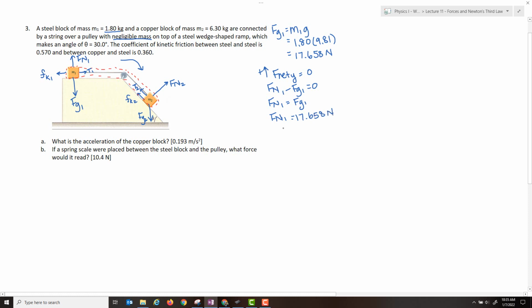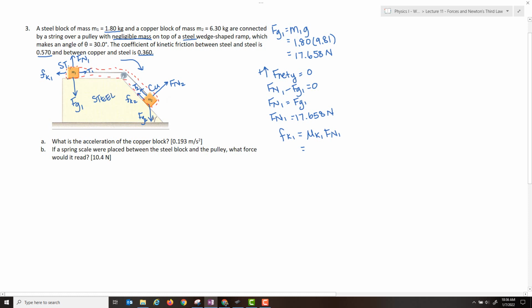Okay, so since I know my normal force, I can also figure out my force of kinetic friction, which equals the coefficient of friction for object 1 times the normal force of object 1. So what is my coefficient of kinetic friction? It says the coefficient of kinetic friction between steel and steel is 0.570 and between copper and steel is 0.360. Okay, so I have a steel block. This one is steel over here. And this one's copper. And it's all on a steel wedge-shaped ramp. So this whole thing is steel.